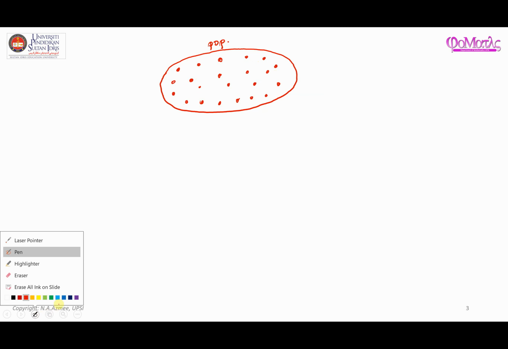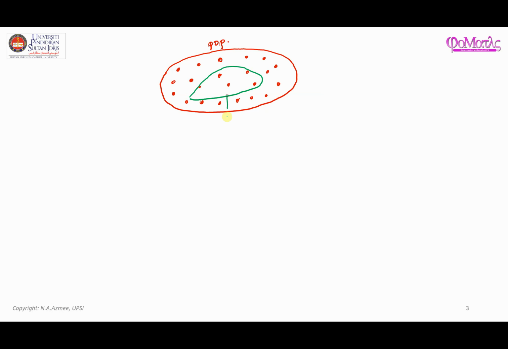And if, let's say, you take a sample out of this population, so here is your sample. A sample is basically a subset of a population. These are the elements chosen to be in a particular sample, and it is just a part of a population. The reason why we often study a sample is because in most cases it is impossible to study the whole population, and because of that we resort to studying a sample.